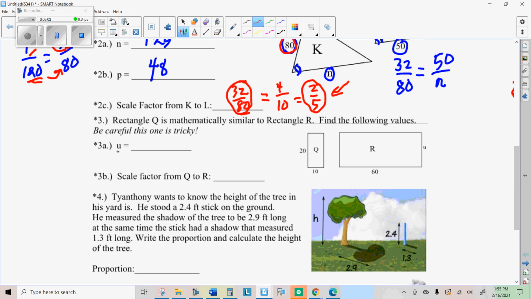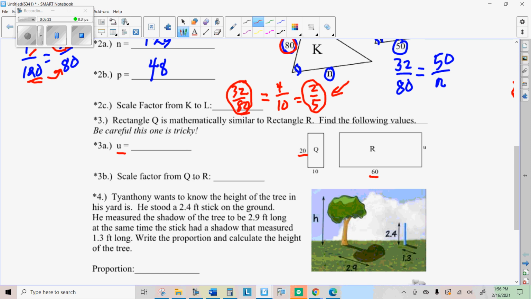So on this one, we're going to find U, and we know that Q is similar to R. It says this can be tricky, and that's because notice how Q is set up where the base is the small side and the height is 20, where R, the base, is the big side. So actually the sides that correspond are the 20 and the 60. Okay, so look at how many times bigger the 60 is than the 20 when you try to find U.